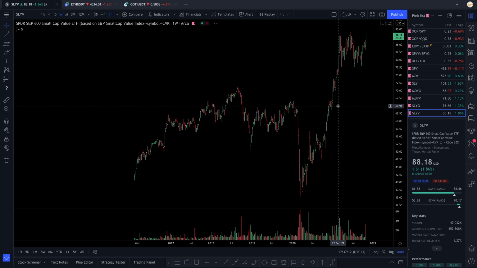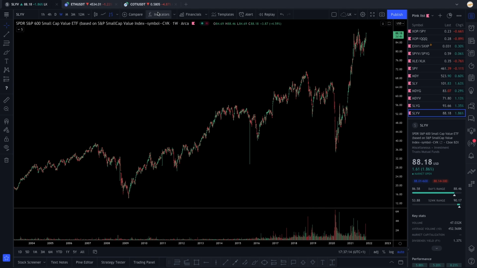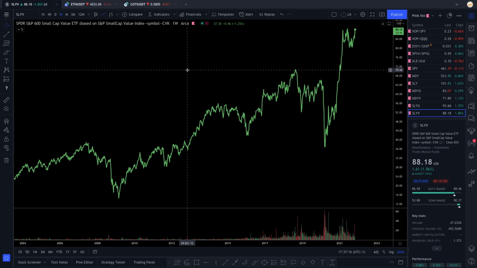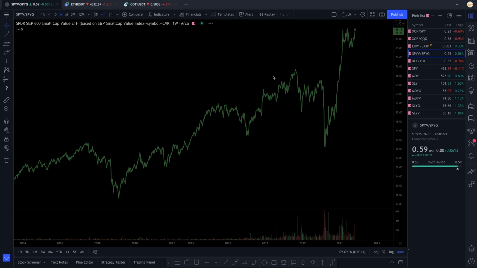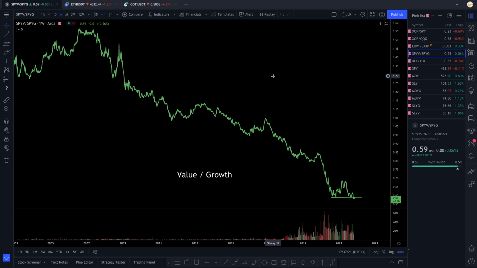So I hope this thing that I found and that I'm working on is interesting to you. I'm sharing this with you. Look at the ratio between growth and value, and that will drive where you should invest to have your stock holdings performing the best.